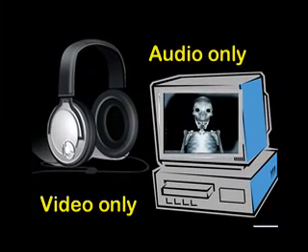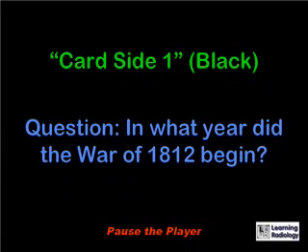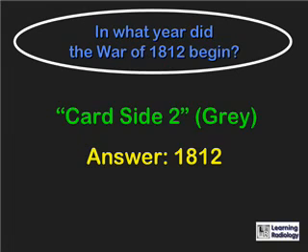This podcast can be used as an audio-only, video-only, or combined audio and video podcast. The way it works is that on side 1 of the card is the question: in what year did the War of 1812 begin? And then you can pause your computer or MP3 player before going on to the answer. In this case, it's 1812. So let's get started with chest.